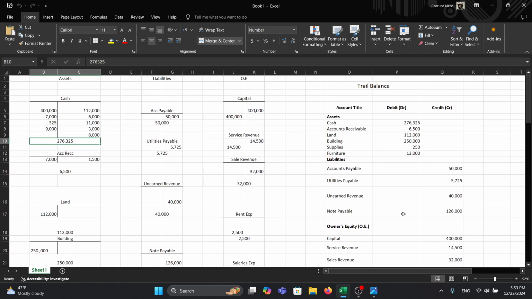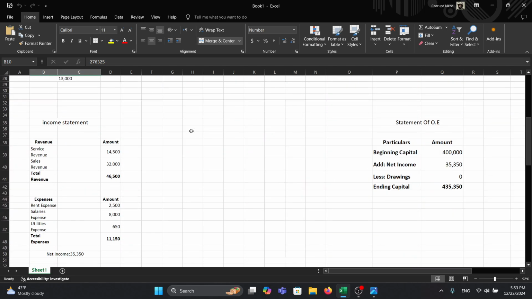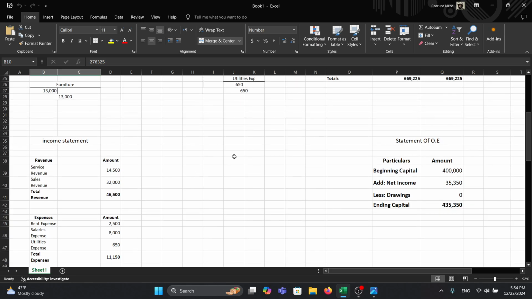The trial balance is the first step you're going to do, and it's pretty much the easiest step. The second step is going to be the income statement. What is the income statement? Basically, the revenues and expenses. You're going to write them down. How do you get the revenue and expenses accounts?